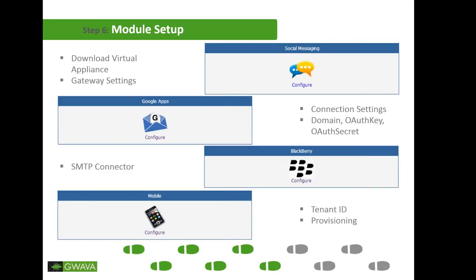And for the Android module, currently you need a tenant ID, which you get from us, because currently you need an instance in our Guava Cloud. So currently it's a cloud-based router for Android, and you need to decide how the provisioning of the app for Android will be done.